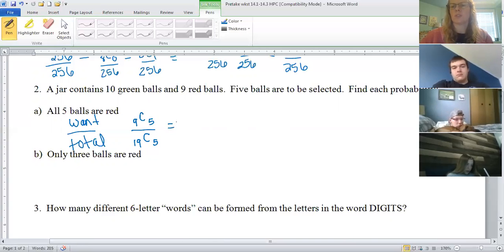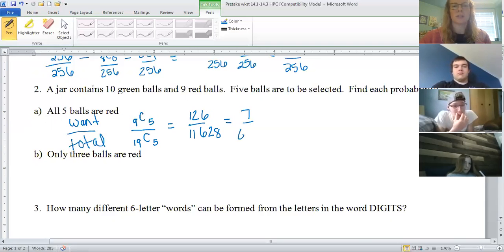Sometimes students get confused on that. They want to do the 19 choose 5 as what they want, but we only want red, so I don't want to count the green ones at all. Then you can do that in your calculator. If you do one at a time, it will get you 126 over 11,628. Oh my gosh. And then when we reduce that, 7 out of 646. So if we actually divided that and got a percent, it would be a very small chance of that happening.